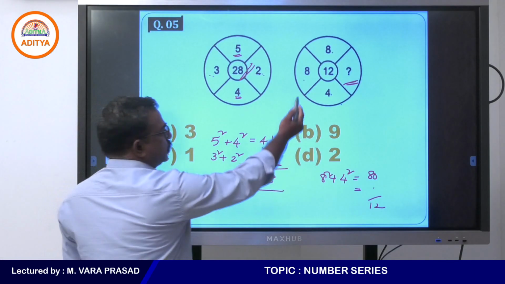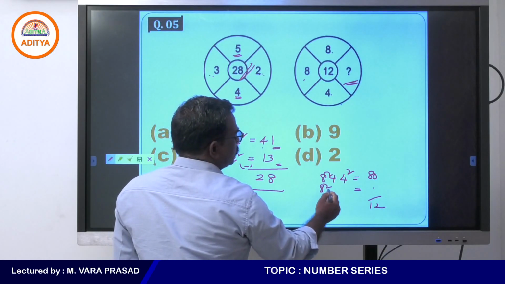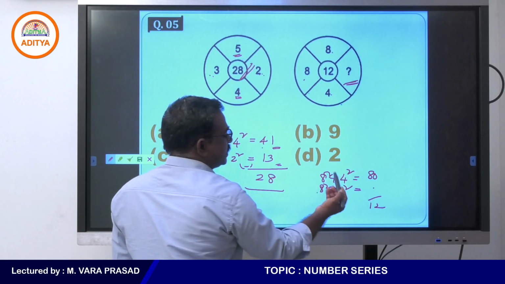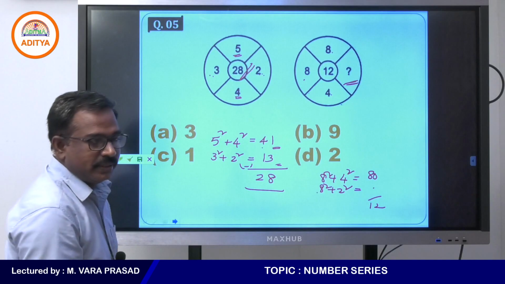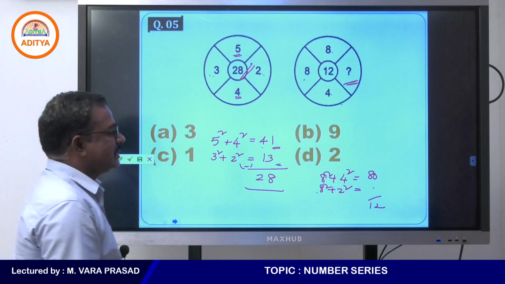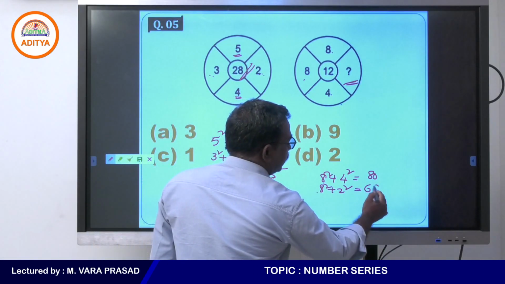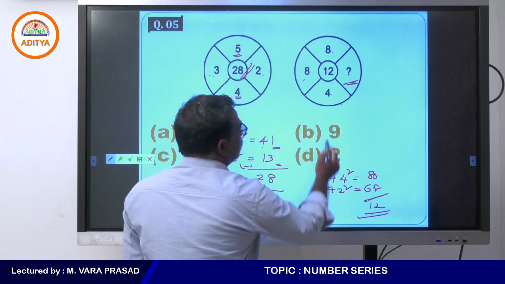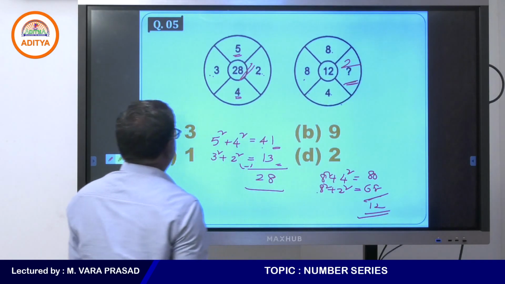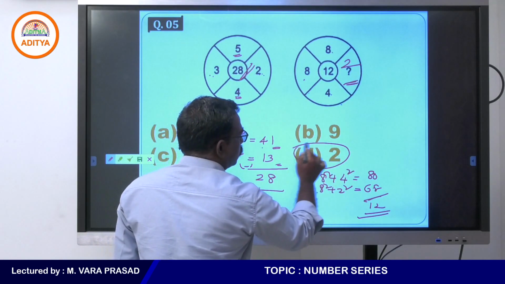Suppose if you take answer 2, 8 square plus 2 square, how much do you see? 8 square 64 plus 2 square 4, 64 plus 4 is 68. So the difference is 12, yes. Here you will get answer 2, option number 4.